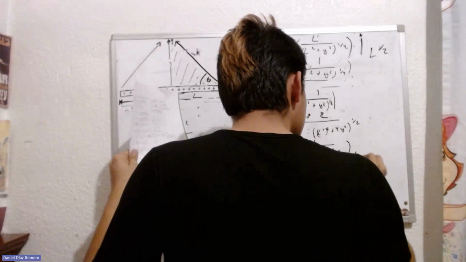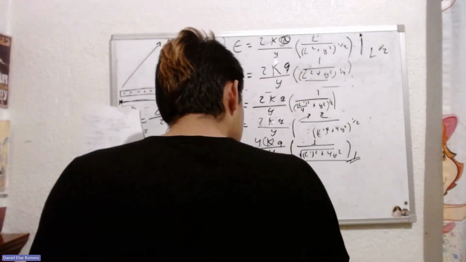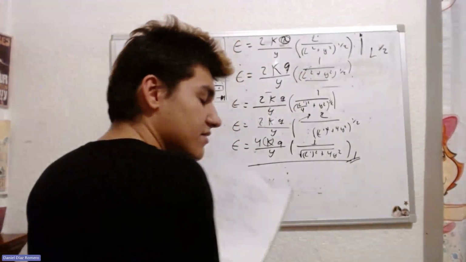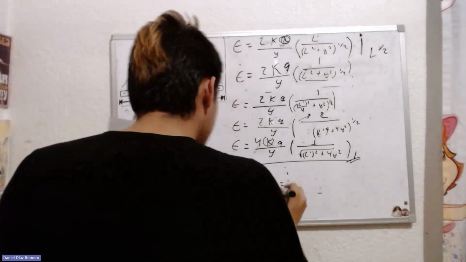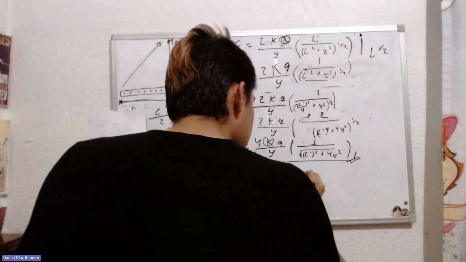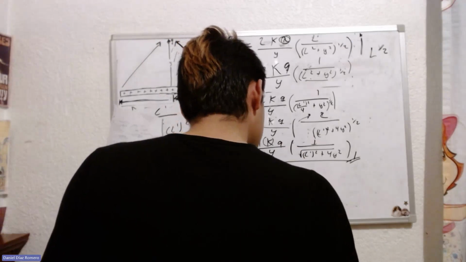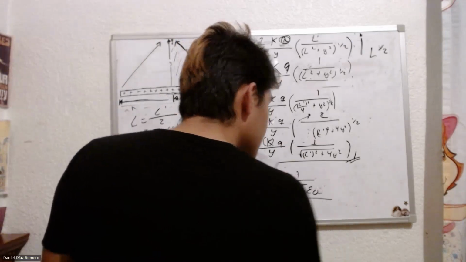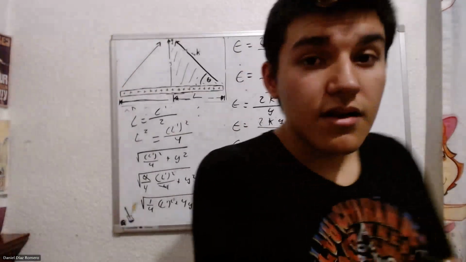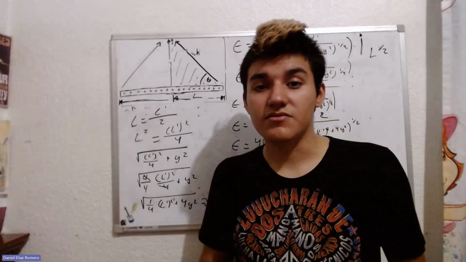Our final answer. And finally, we can substitute k if you still want. I personally don't because I think it overcomplicates the expression. k is 1 over 4 pi epsilon 0. And that is how we get to the result.